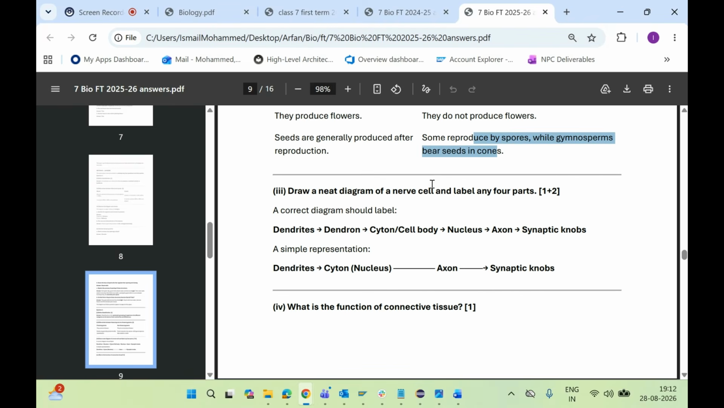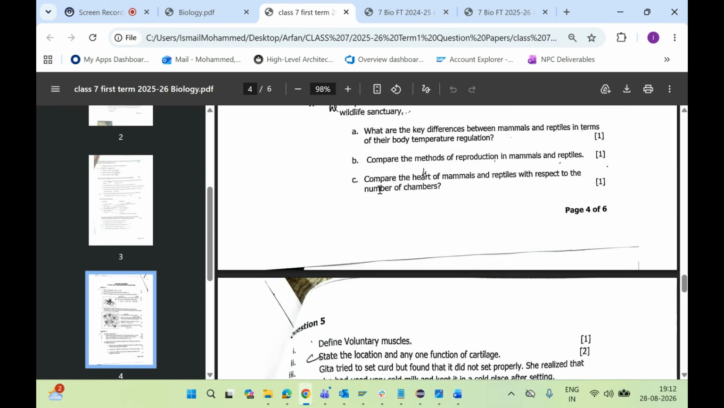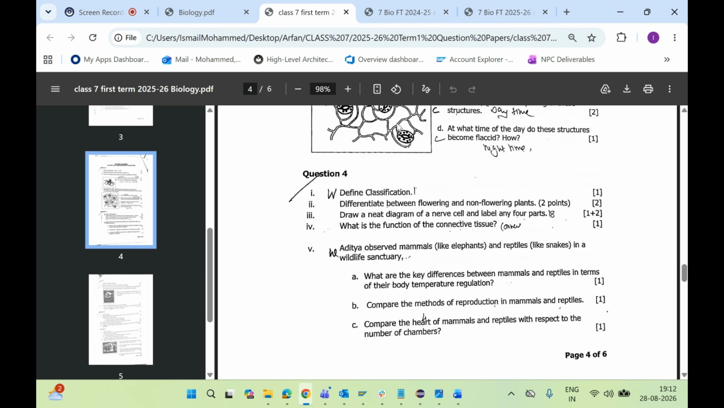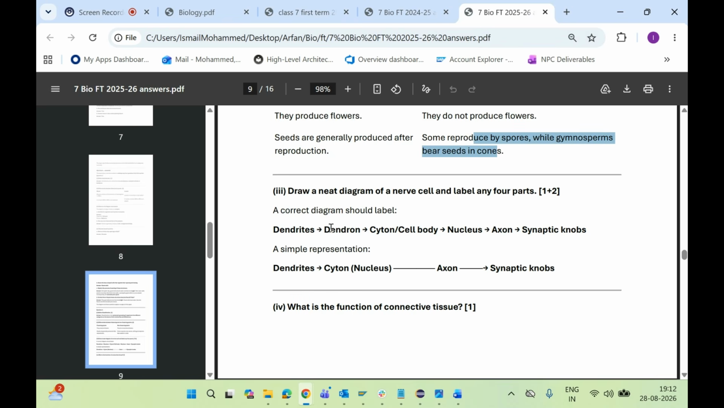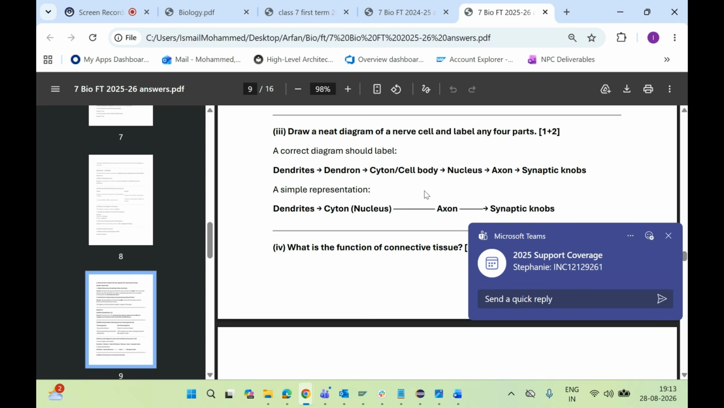Next one, the correct diagram should be labelled. What is this question? Draw the diagram of a nerve cell and label four parts. So you have to draw the nerve cell, see from the textbook, and label these parts: dendrites, dendron, cyton, nucleus, axon, and synaptic knob. This is the sequence also you have to remember. From dendrites to dendron, then the cyton, the nucleus, axon, and synaptic knob. So you can remember something like DDC, NAS.